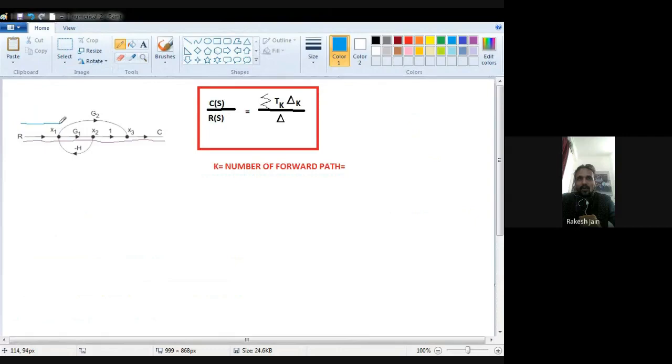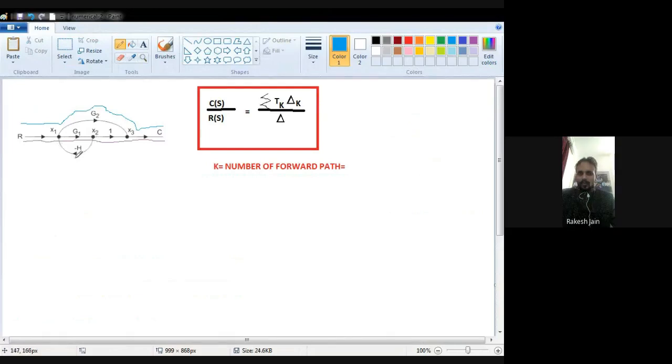Okay, now check whether any other forward path exists or not. So let me check with this light blue color. Now see, I start from the input side, then I jump from the x1 node toward the x3 node, then reach the output side. Okay, once again I find one more forward path, because I start from the input side and reach the output side without repeating any node or any branch.